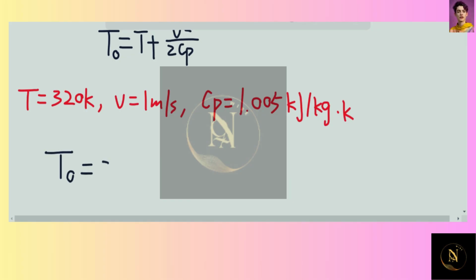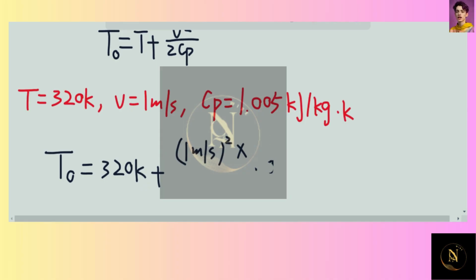So the stagnation temperature is equal to 320 Kelvin plus 1 meter per second squared. But remember, we need to convert the meter per second squared here to kilojoule per kilogram, because the quantity we are looking to determine is the temperature, and the temperature has the unit Kelvin. So in order to get Kelvin, we need to use kilojoule per kilogram divided by the specific heat's units, which is kilojoule per kilogram times Kelvin, to get Kelvin. So we need to convert it to kilojoule per kilogram, because meter per second squared divided by kilojoule per kilogram times Kelvin will give us nothing. Okay, so we need to convert it.